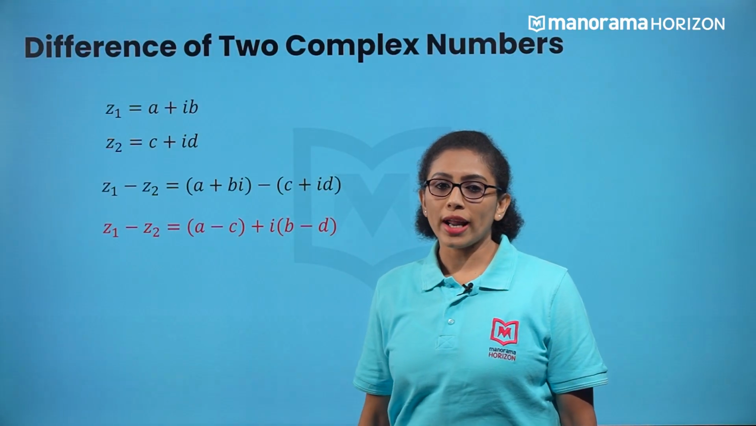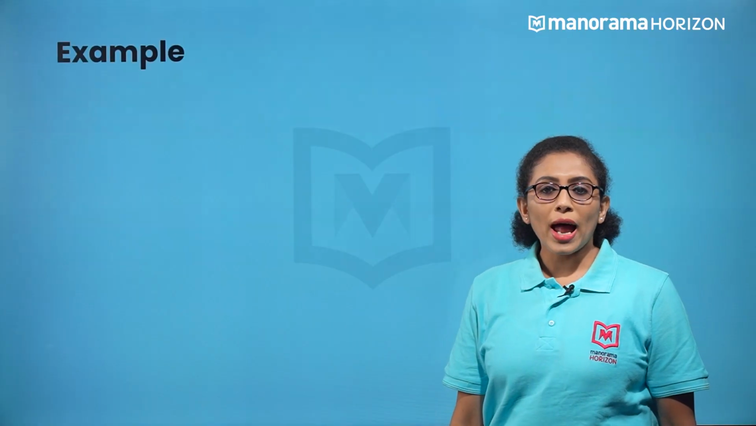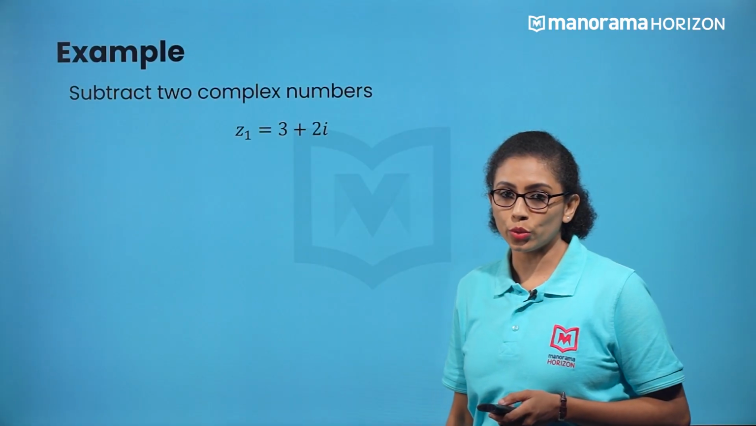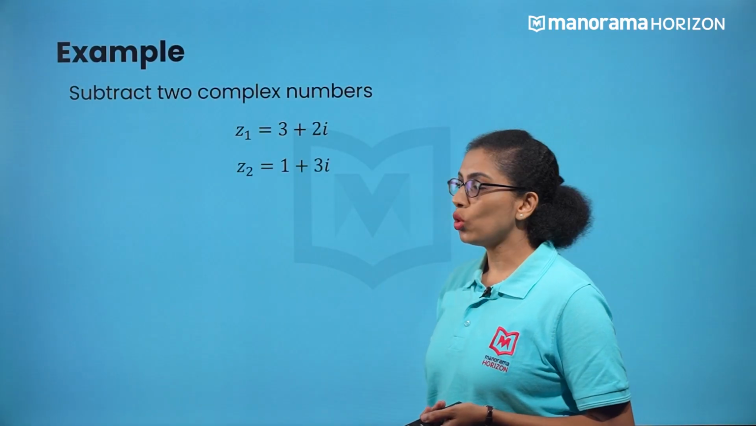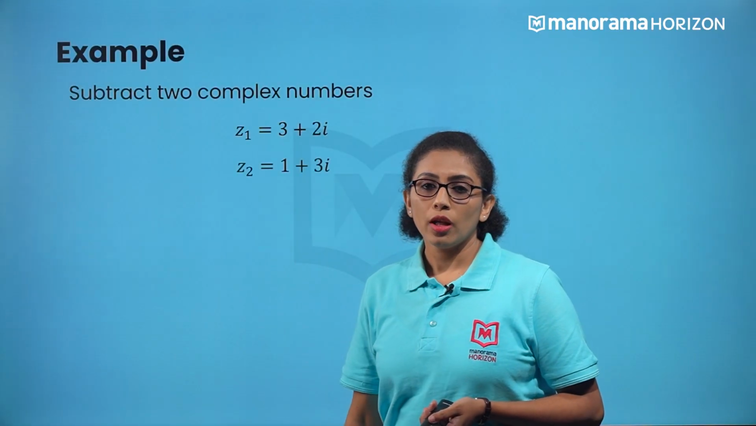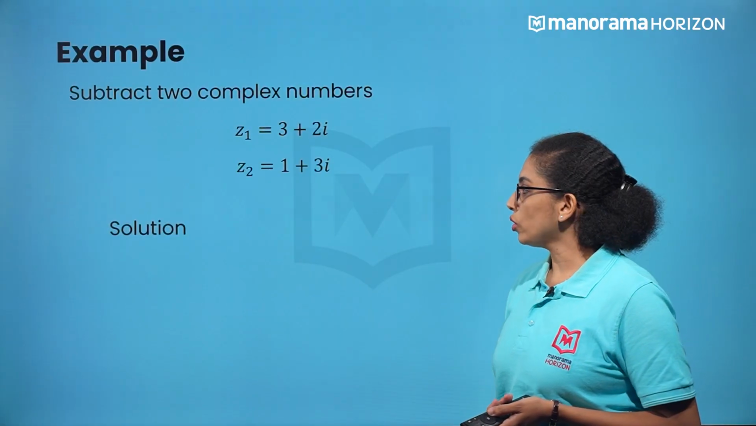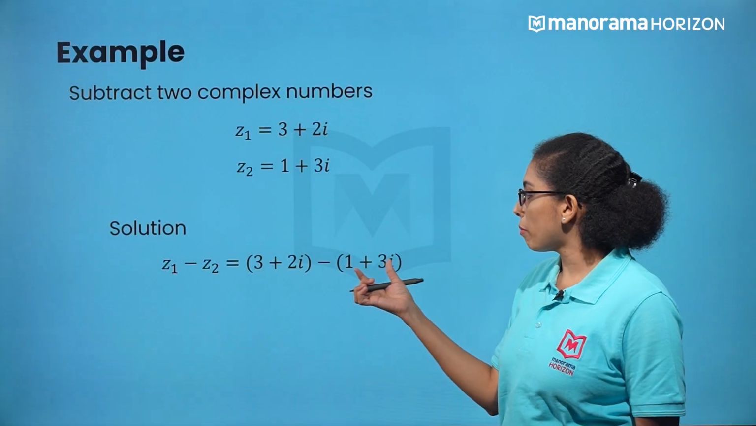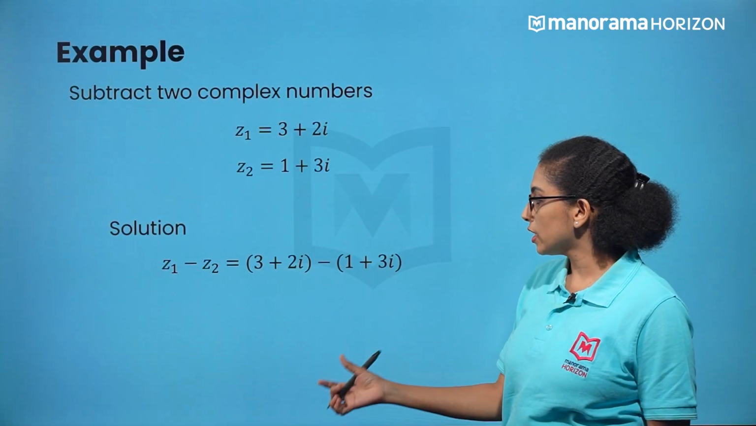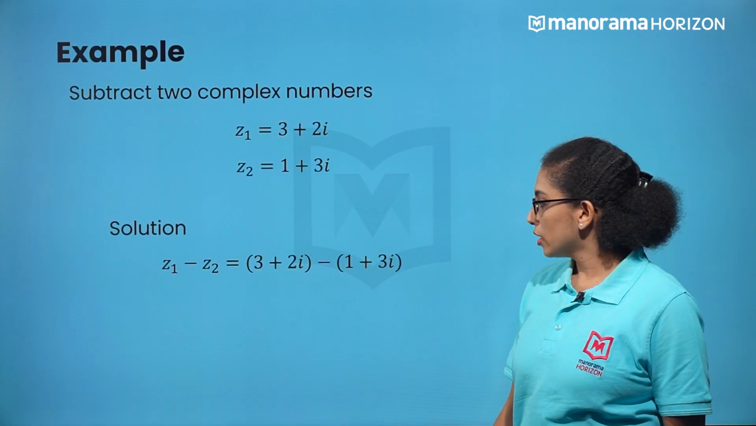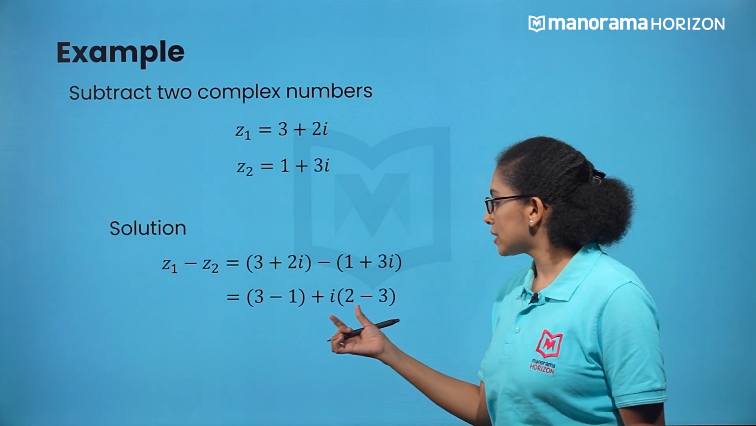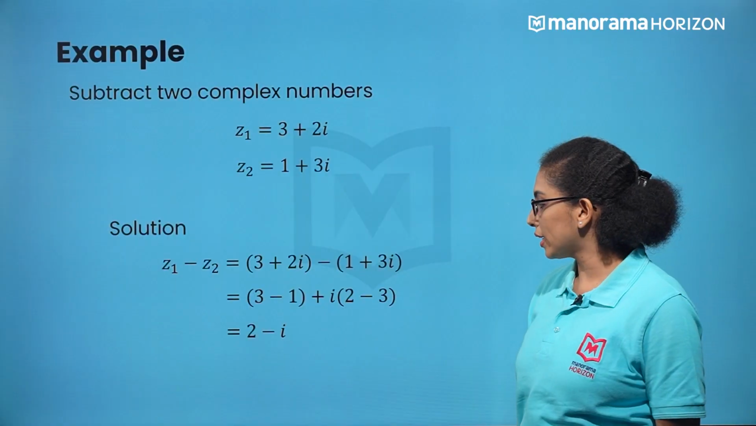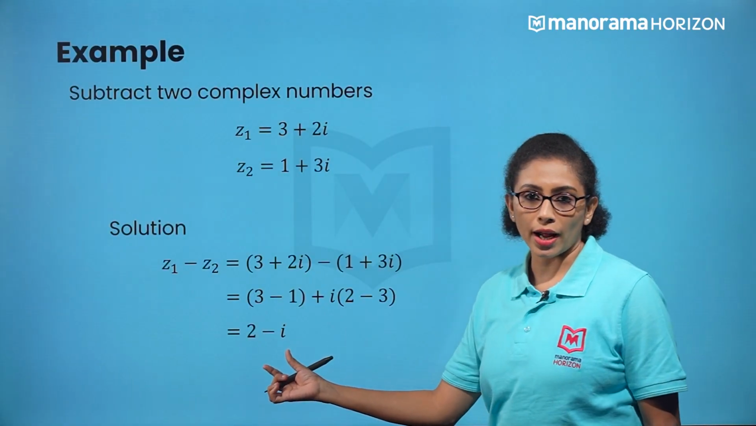Now, let's see one example. Subtract the two complex numbers. Z1 is equal to 3 plus 2i. Z2 is equal to 1 plus 3i. Let's see how the difference is carried out. Solution. Z1 minus Z2 is equal to 3 plus 2i minus 1 plus 3i. What will we get? Taking the real parts, we get 3 minus 1 plus I into, taking the imaginary part, that is 2 minus 3. So, we get it as 2 minus I.